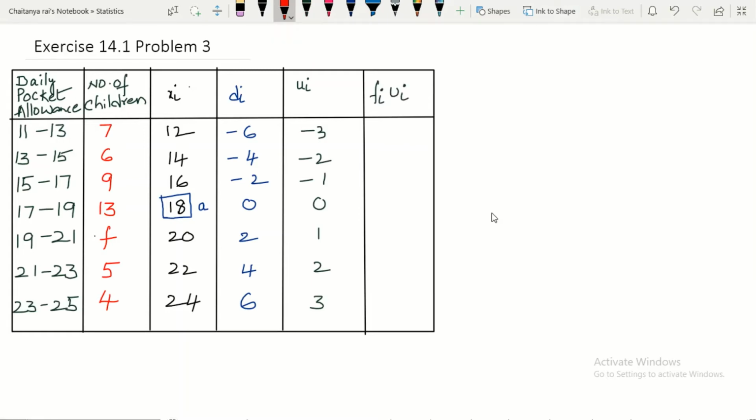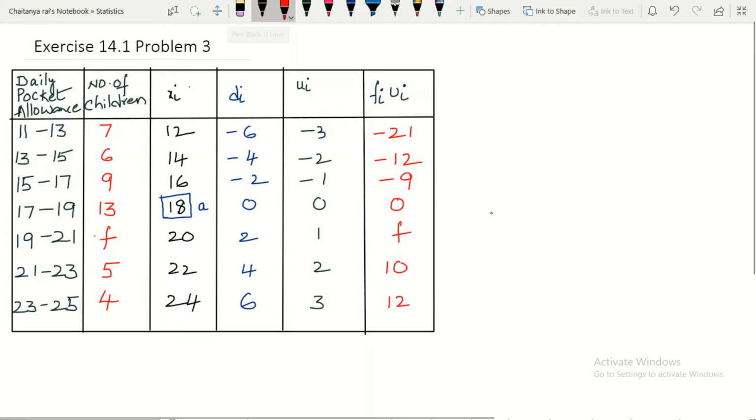The very first one is 7 times minus 3, which becomes negative 21, and 6 times minus 2 is minus 12, 9 times minus 1 is minus 9. 13 times 0 is 0, and here we have a variable. We cannot say the exact value, so I am directly multiplying it. f times 1 is f, 5 times 2 is 10, and 4 times 3 is 12.